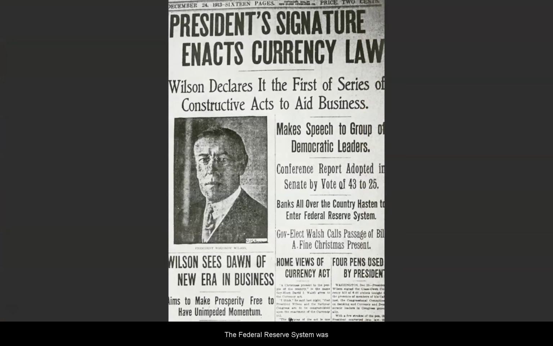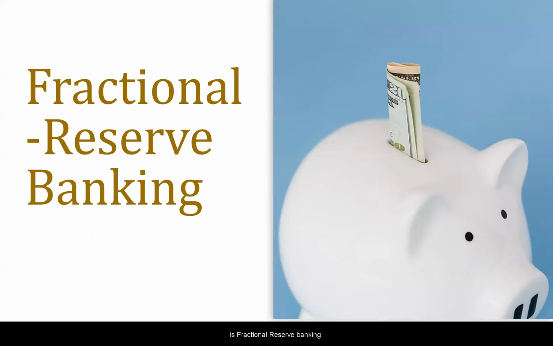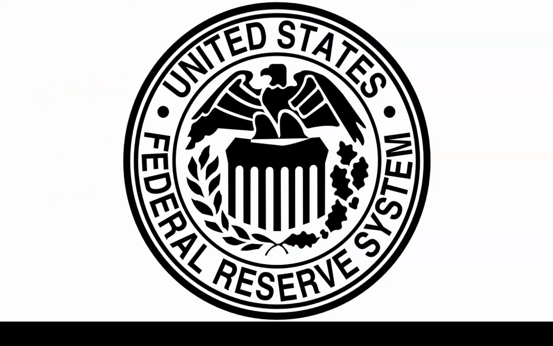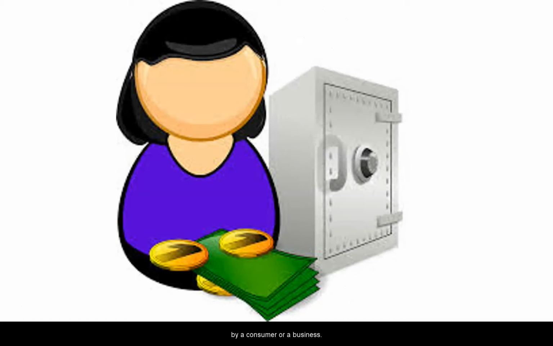The Federal Reserve System was established on December 23, 1913, during the Woodrow Wilson administration. One of the practices that is regulated by the Fed is fractional reserve banking. The fractional reserve banking system requires that all member banks of the Federal Reserve set aside a fraction of each checkable deposit, whether the deposit was made by a consumer or a business.